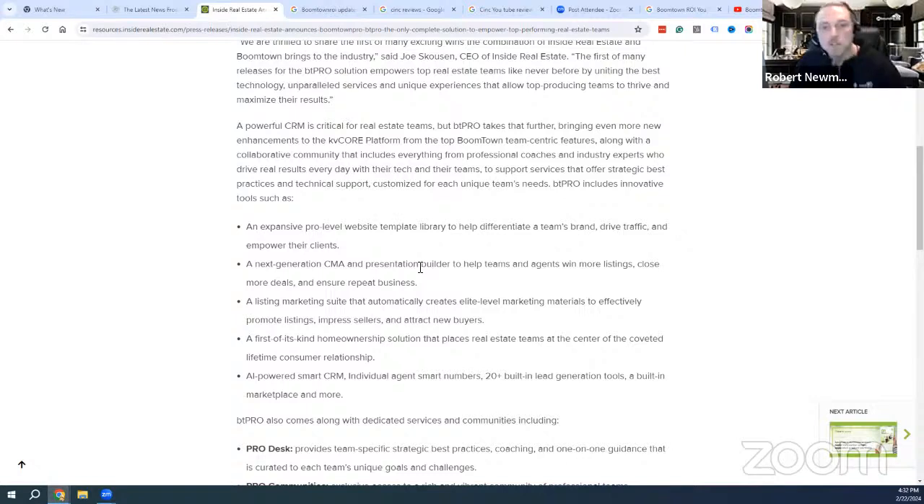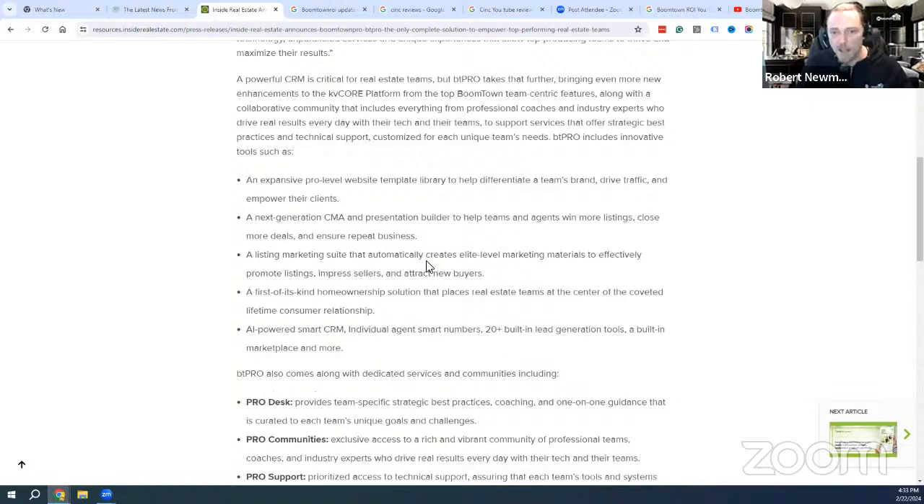Okay, so it would appear that what they did is they integrated a lot of things that were already in kvCORE and offered it to the BoomTown audience. This is website templates, next generation CMAs. Now the template thing is an exciting update. I've never seen the templates. Depending on how good the templates are, and depending on whether they're website based, that would mean that BoomTown is getting the first facelift in almost a decade. That would be very cool. I have no idea if that's what they mean in this update.